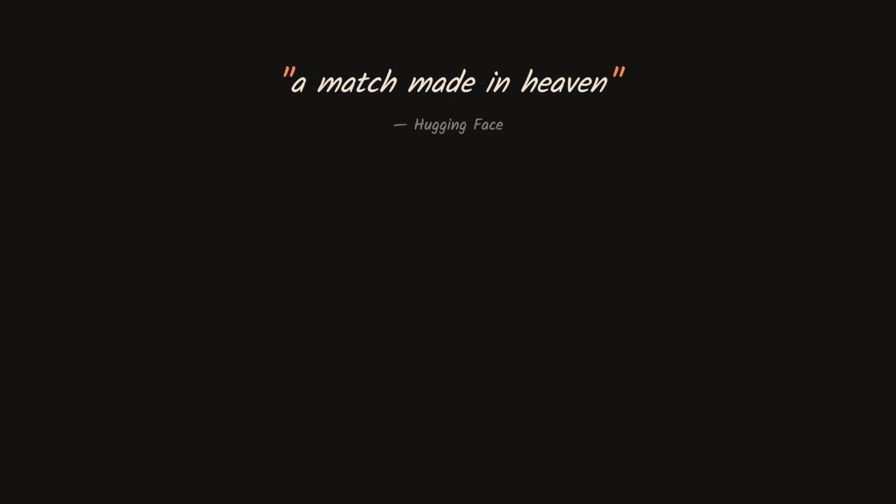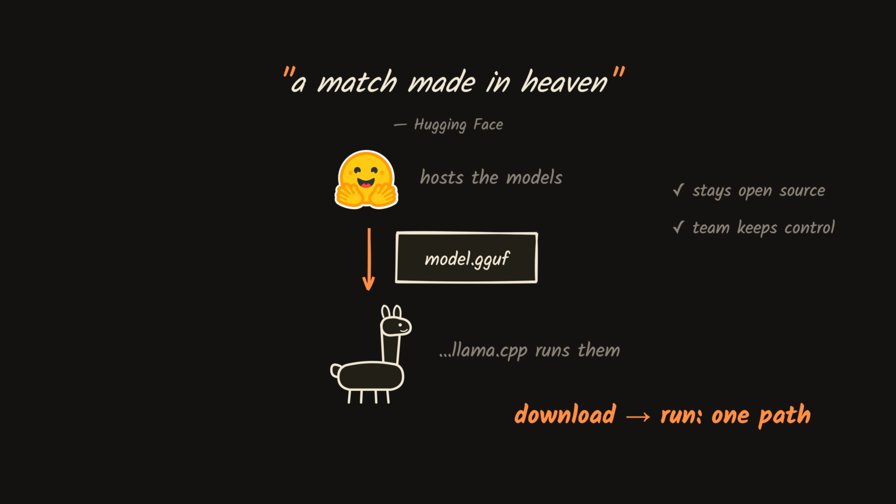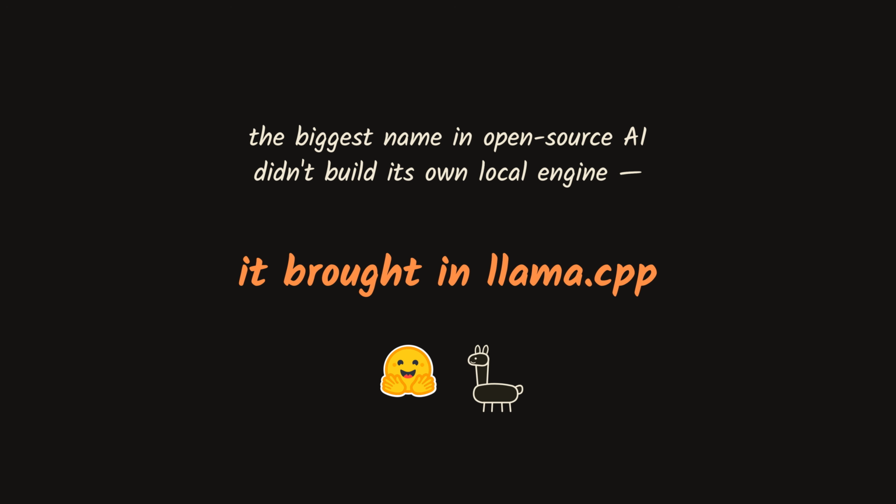Hugging Face's word for the deal? A match made in heaven. They host the models, Llama.cpp runs them. The project stays open source, the team keeps full control, and now the place you download a model and the thing that runs it are lining up into one path. The biggest name in open source AI didn't build its own local engine, it brought in Llama.cpp.